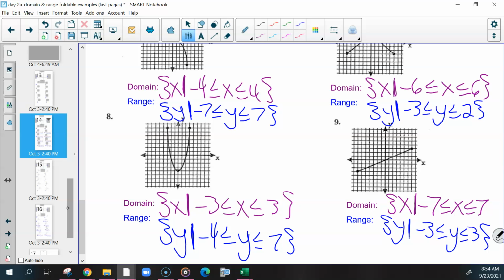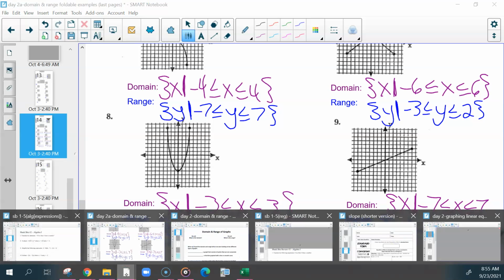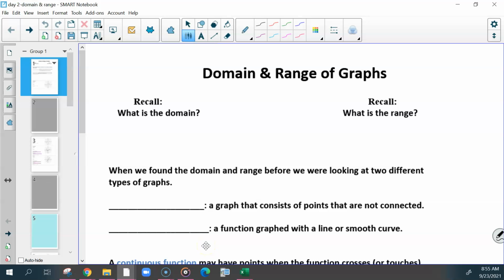So today we're going to do some more domain and range notes, and then you're going to have time to practice. So you should have notes on your desk that look like this. Hold on to the other 2 pieces of paper. Those will be your practice later.